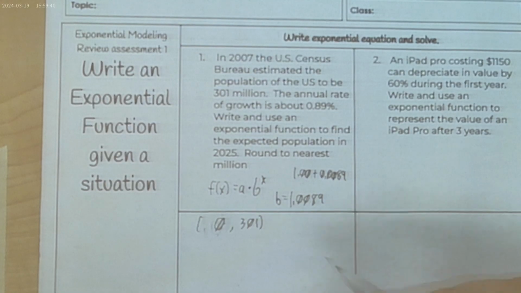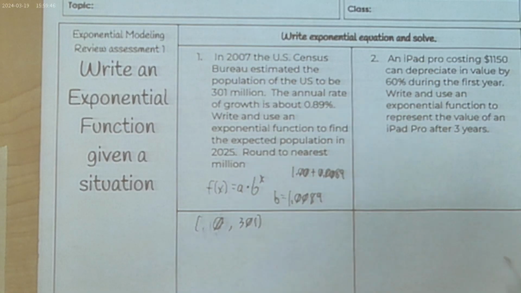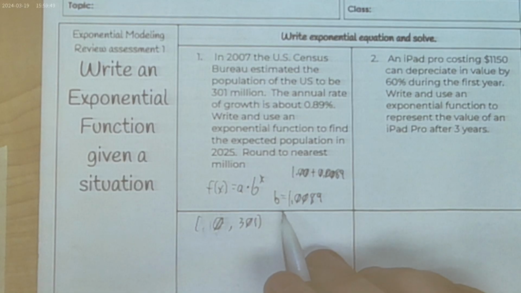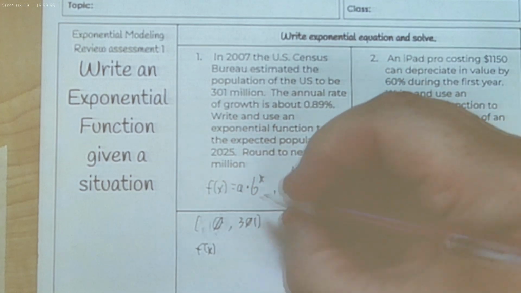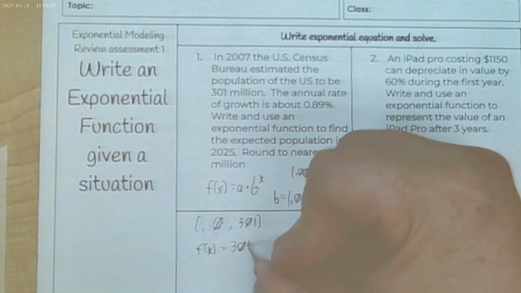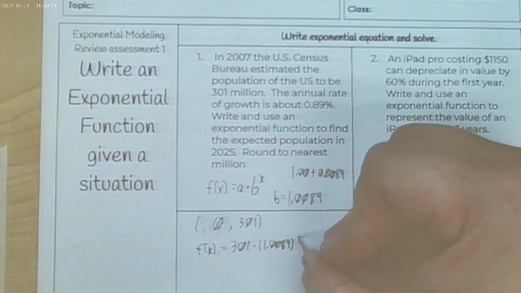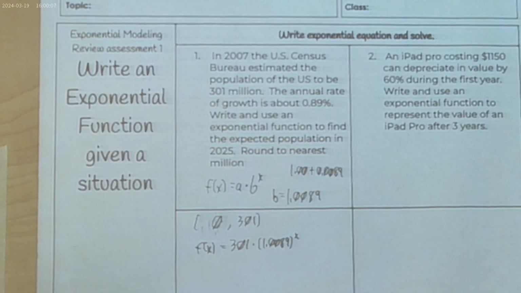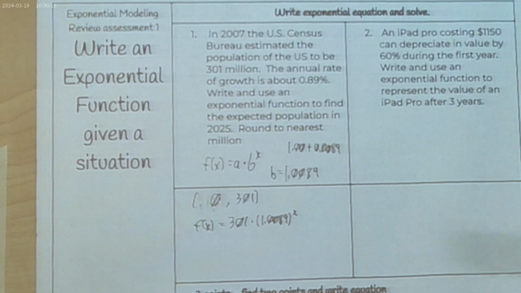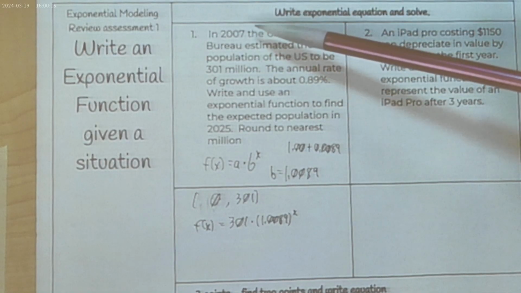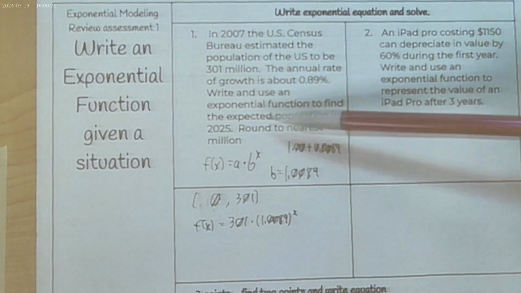So what does that mean? I go over to 2000, so that means I'm going up to 2025. You know what? One thing at a time. We're going to work on one thing at a time. So I've got my b, and I've got my a. So now I've got my function. F of x is equal to 301 times 1.0089 to the x. So now I've got my exponential formula. Anytime you're dealing with time, especially years, take the first year that you start with, set it to 0, and that'll give you everything you need for your initial formula.